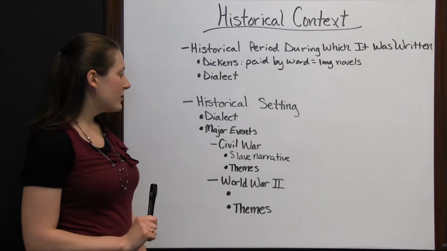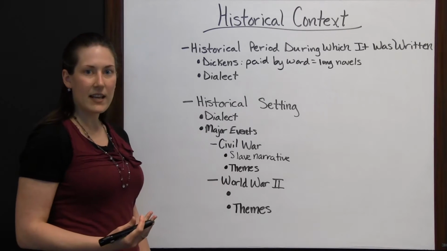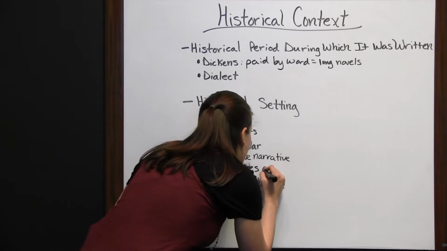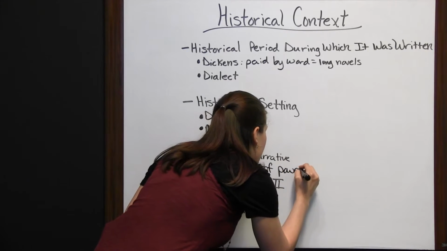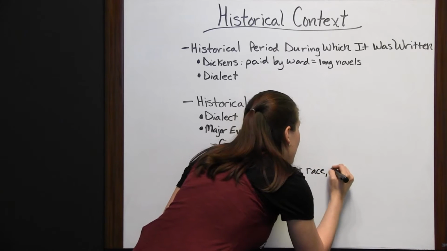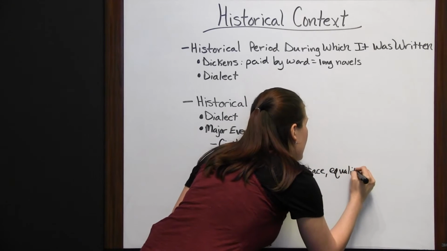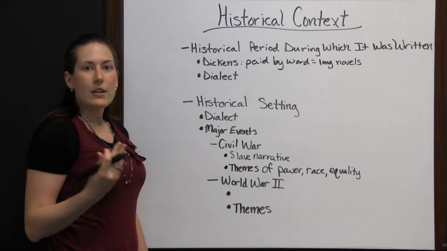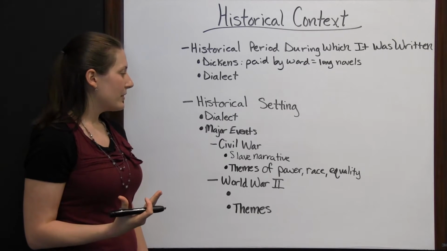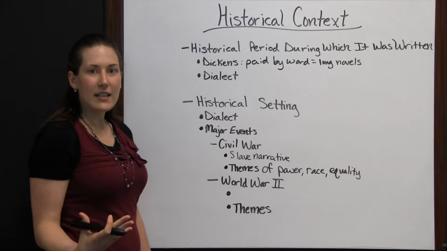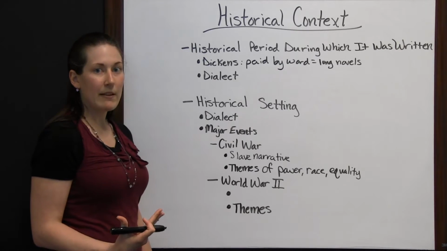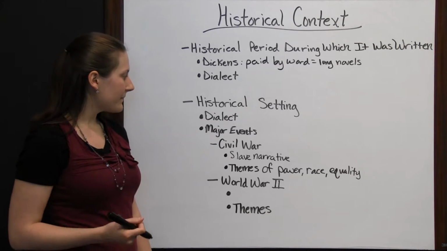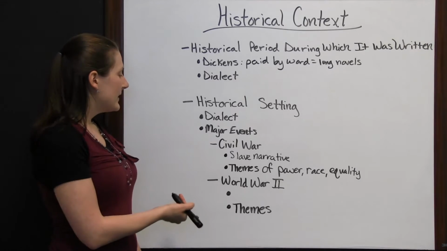Another thing to pay attention to with Civil War writing, slave narratives, anything from that time period are the themes. A lot of times you'll see themes of power, race, inequality. Because when slavery ended, it was because people were saying, your skin color doesn't make you more or less of a person, or a better or worse person. Everyone's equal. And while equal rights didn't come about till later, it started that theme of equality around the Civil War time.